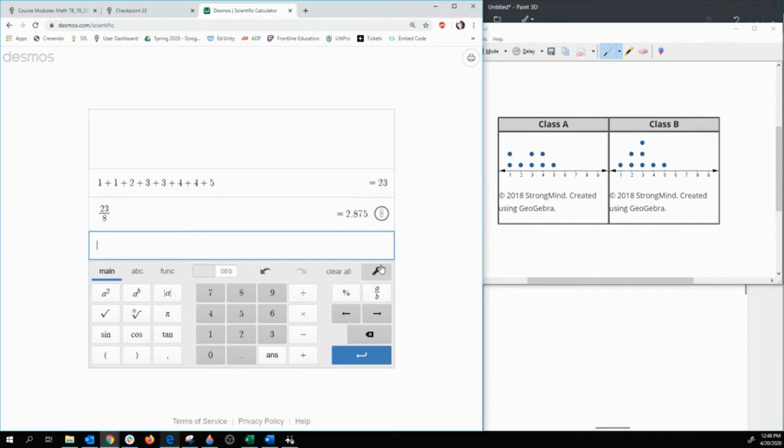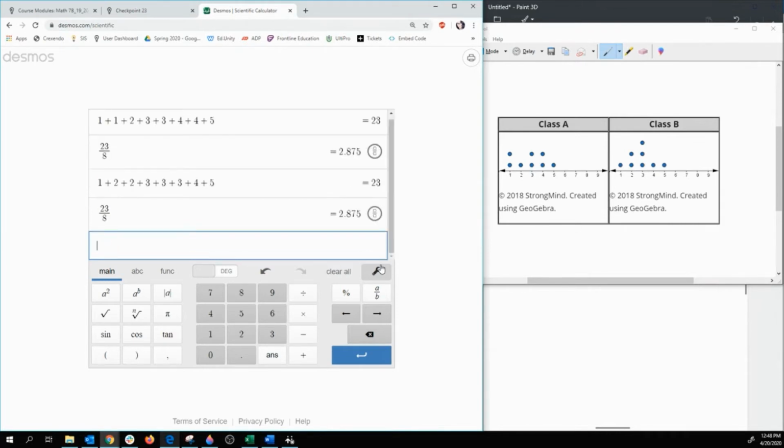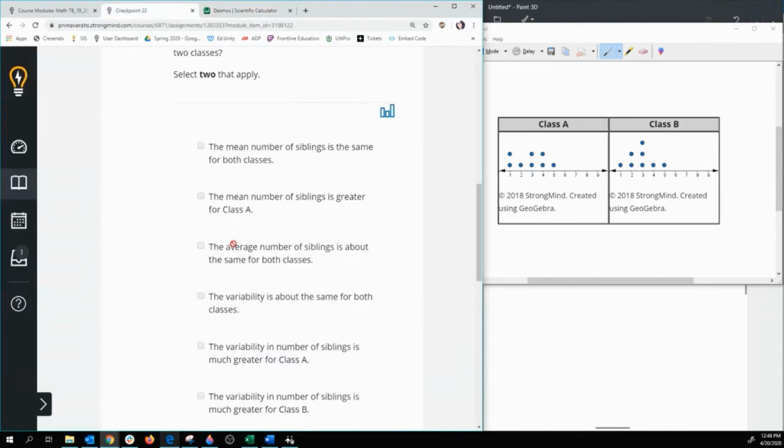And for Class B, I'm going to add up all of these. It gives me 23 as well. And when I divide by 8, because that's how many dots there are, again, I get the same. So the average for both of these, or the mean for both, is going to be the same. The average number of siblings is about the same for both.